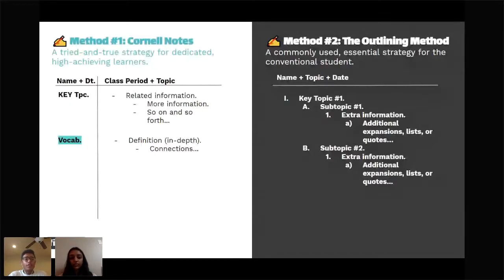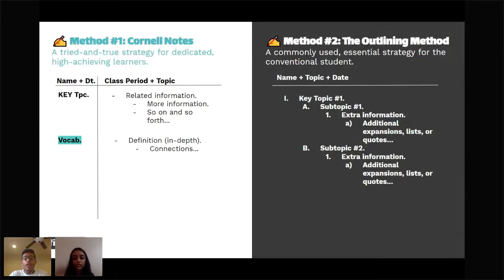And on the left, at the very top, as you can see, we have name and date, and on the right, we have class period and topic. And then on the left, we have all the key topics that you need to know, and on the right, it's like related information, more information, and so on and so forth, like a bullet point platform. And then also we have vocabulary on the left with definitions on the right.